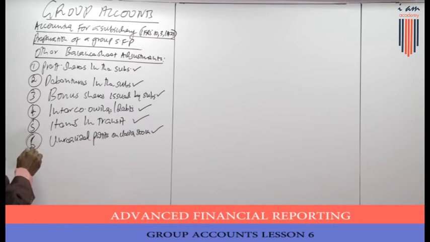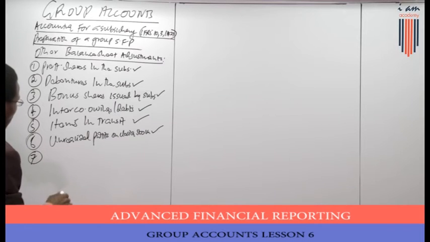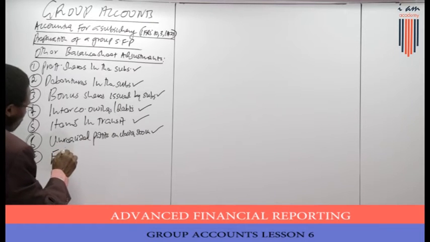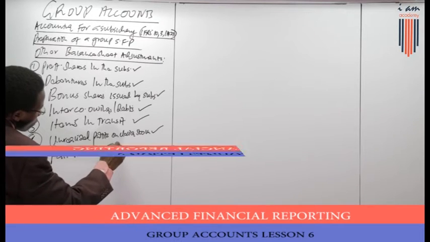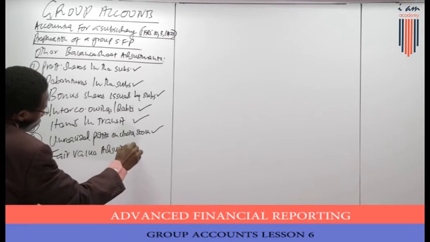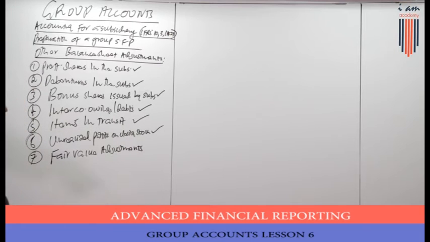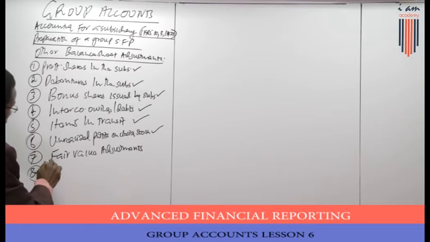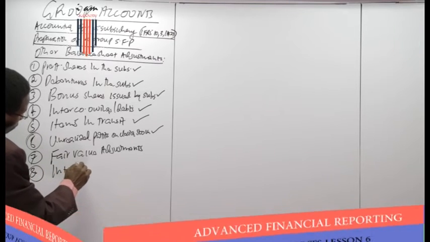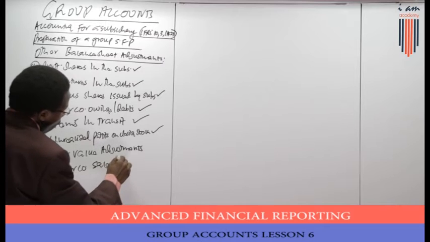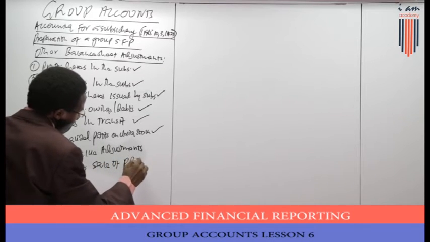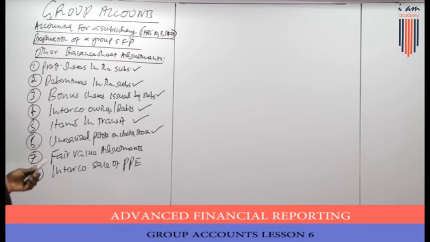Then now, number 7, friends, we want to look at fair value adjustment in respect to property, plant and equipment. We also have the intercompany sale of PPE. Those are the 2 items we want to discuss in this session.